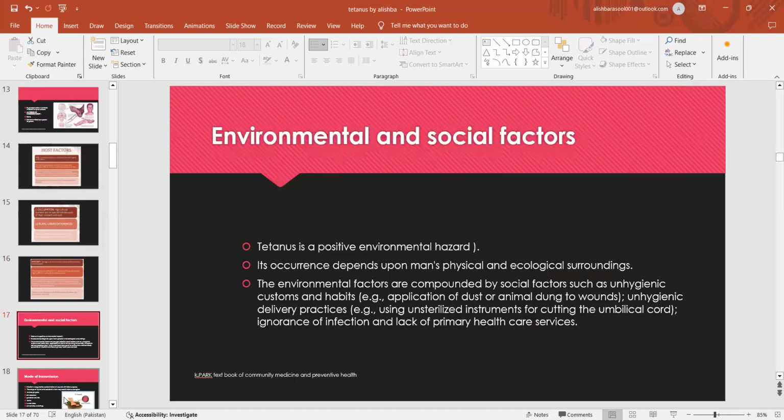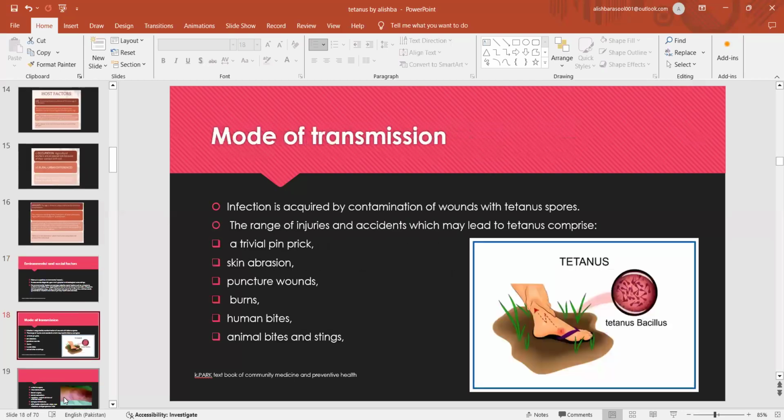Environmental and social factors. Tetanus is a positive environmental hazard. Its occurrence depends upon man's physical and ecological surroundings. The environmental factors are compounded by social factors such as unhygienic customs and habits, application of dust or animal dung to wounds, unhygienic delivery practices, using unsterilized instruments for cutting the umbilical cord, ignorance of the infection, and lack of primary healthcare services. The mode of transmission: infection is acquired by contamination of wounds with tetanus spores.